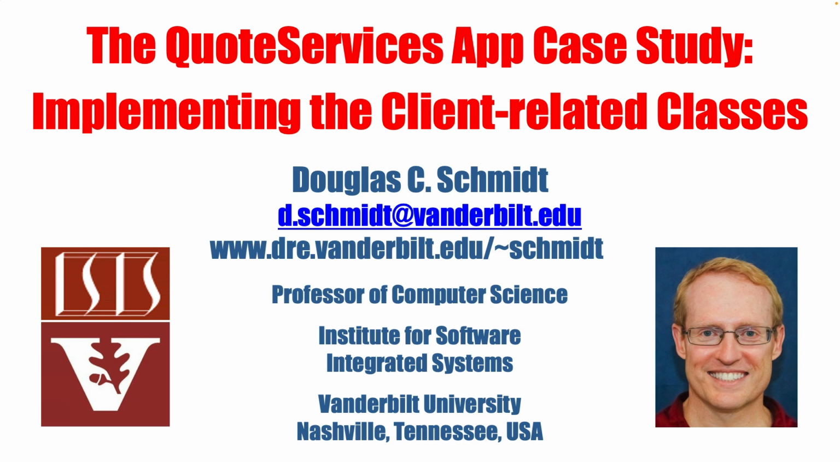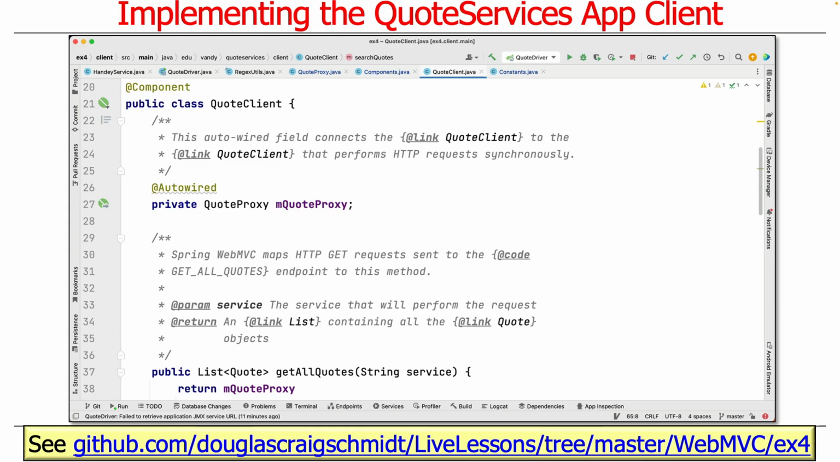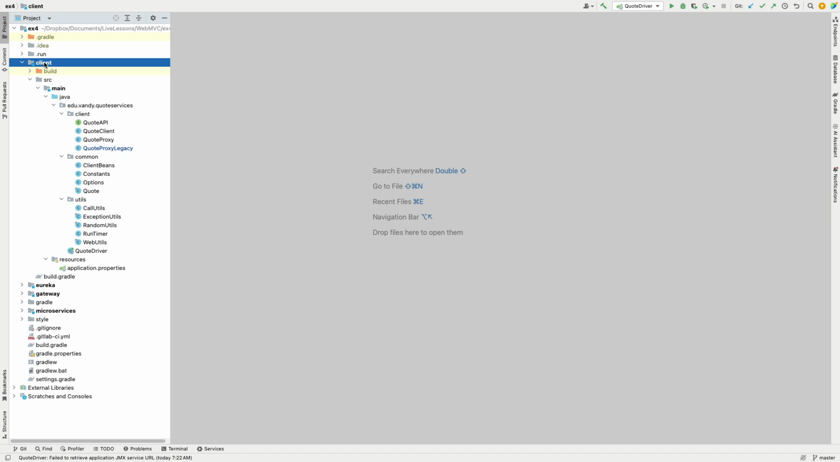So we're now going to walk through the client-related class implementations and see how they work. As usual, you can find this in my live lessons GitHub repository in the folder WebMVC with the project EX4. So here we are on the client side of the EX4 project. We're going to take a look at a couple different places here. First, let's take a look at QuoteClient.